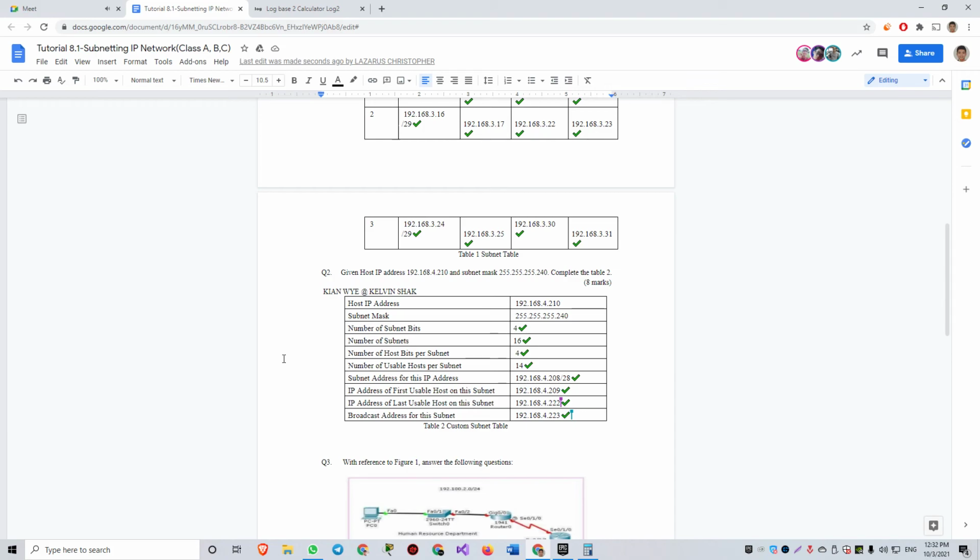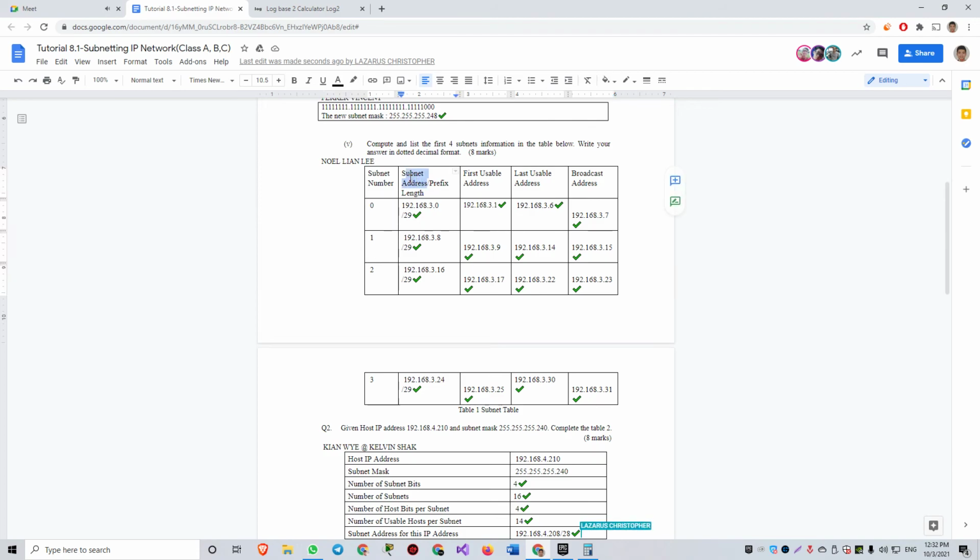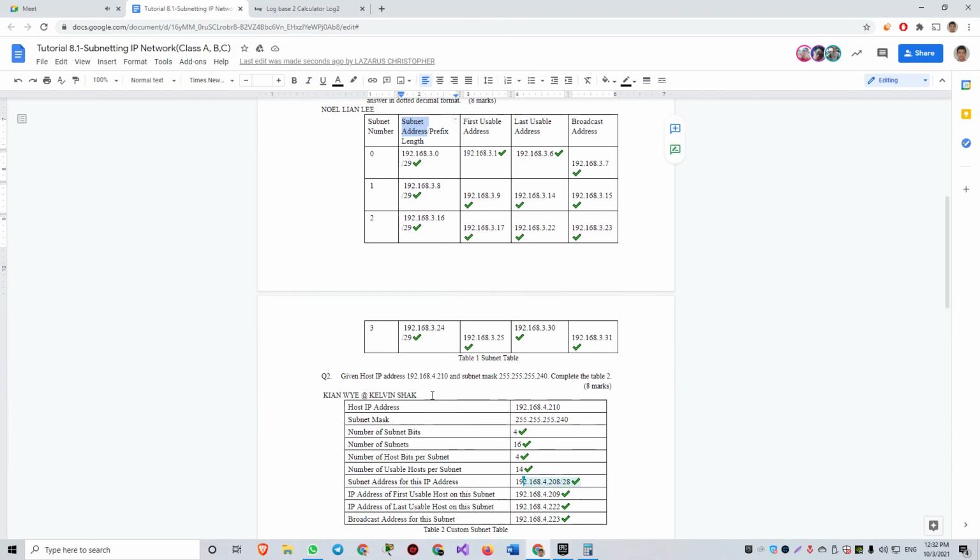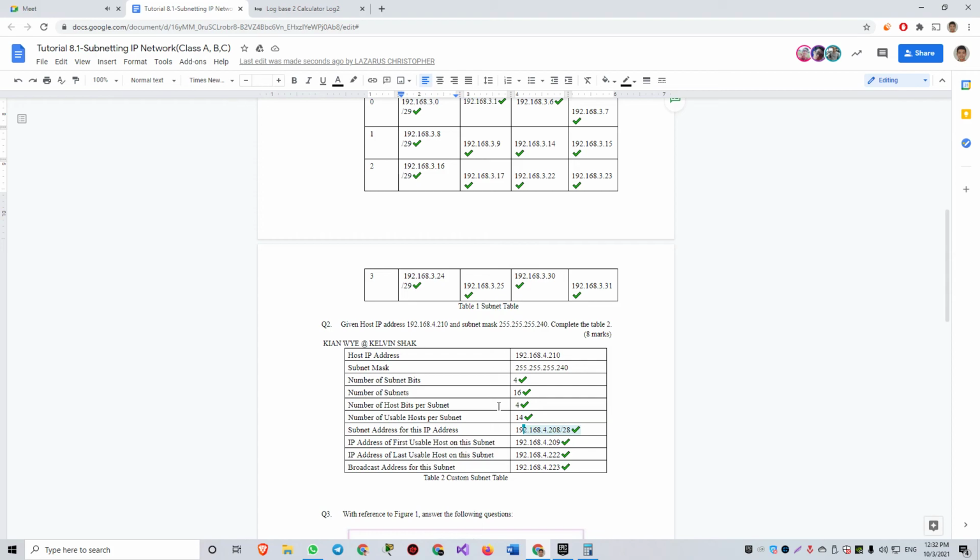So to find the last usable, find the broadcast first. To get the broadcast, get the next subnet address first. And then the broadcast is the previous address before the next subnet address. Let's say this is the current subnet address. The next subnet address is plus the magic number, which is 16, so 224. So this subnet's broadcast address will be the address before 224, which is 223.